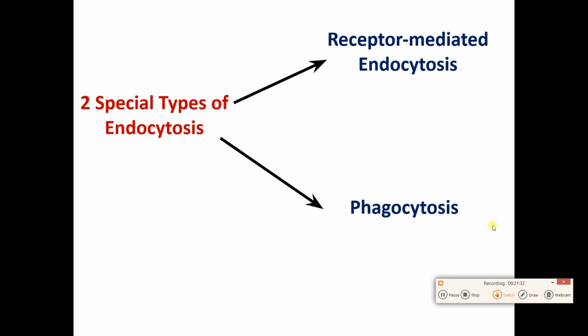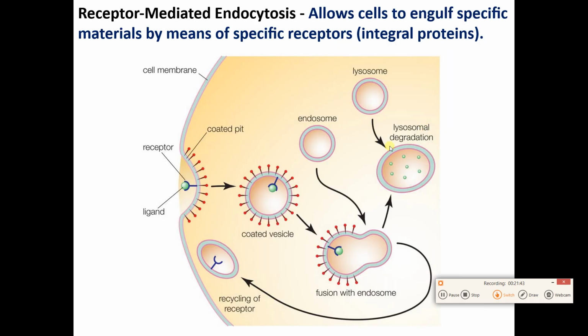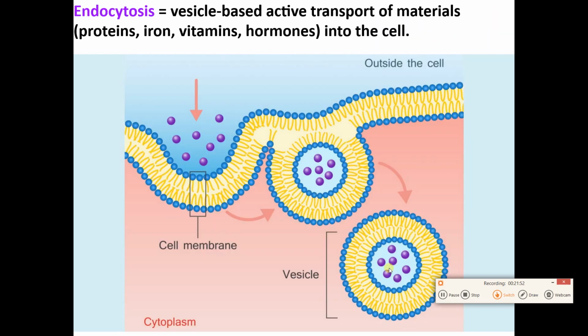There are actually two special types of endocytosis. One is called receptor-mediated endocytosis. The other is called phagocytosis. Receptor-mediated endocytosis is just like the endocytosis I just showed you. But let me backtrack for a second. In this case, the purple guys were just kind of hanging out right here. The cell membrane didn't do anything to grab them.